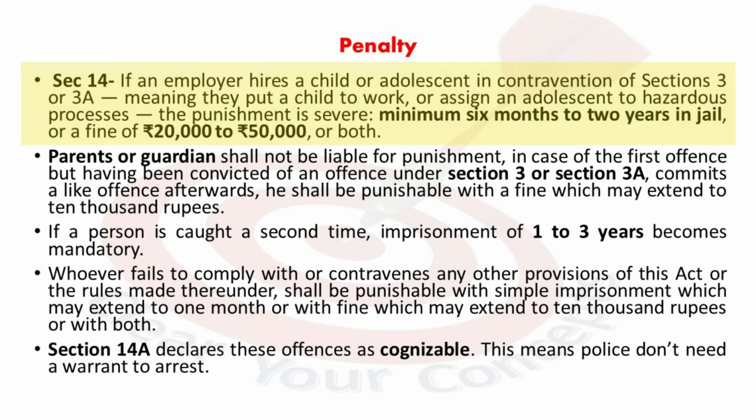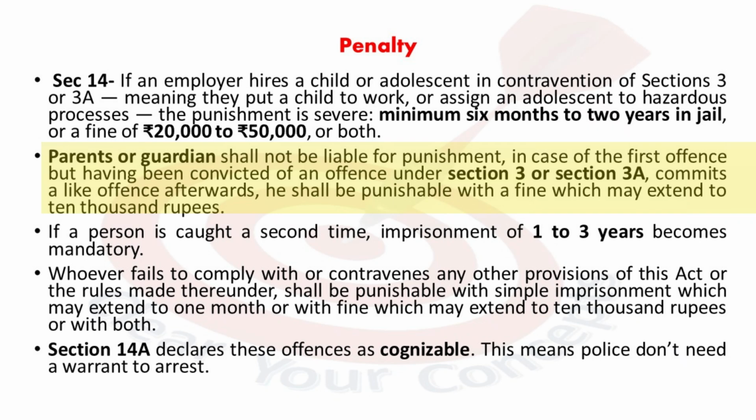Now, what about parents? The law shows compassion here. Parents or guardians are not punished unless they knowingly push their child into commercial or hazardous work. Even then, for the first offense they are excused, but for a repeat violation, they can be fined up to 10,000 rupees. The Act gets even stricter with repeat employers. If a person is caught a second time, imprisonment of 1 to 3 years becomes mandatory.